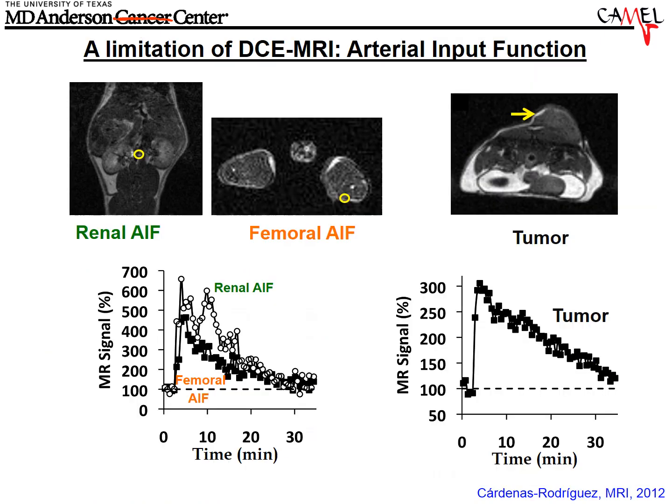But what we don't like to acknowledge, although we're all familiar with it, is that this arterial input function, which is needed for comparison to the pharmacokinetics of the agent in the tumor, is actually quite noisy. And here's a renal arterial input function. Circling a tiny dot near the moving kidneys is not a fun exercise to do.